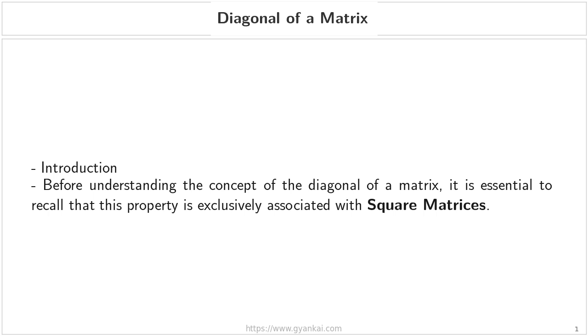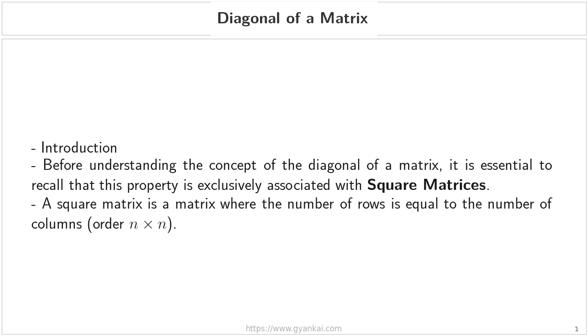Now, before we dive into the specifics of what a diagonal is, there is a very important prerequisite you must keep in mind. The property of having a diagonal is exclusively associated with square matrices. To ensure we are all on the same page, let's recall what that means. A square matrix is simply a matrix where the number of rows is exactly equal to the number of columns. In mathematical terms, we refer to this as a matrix of order n by n.